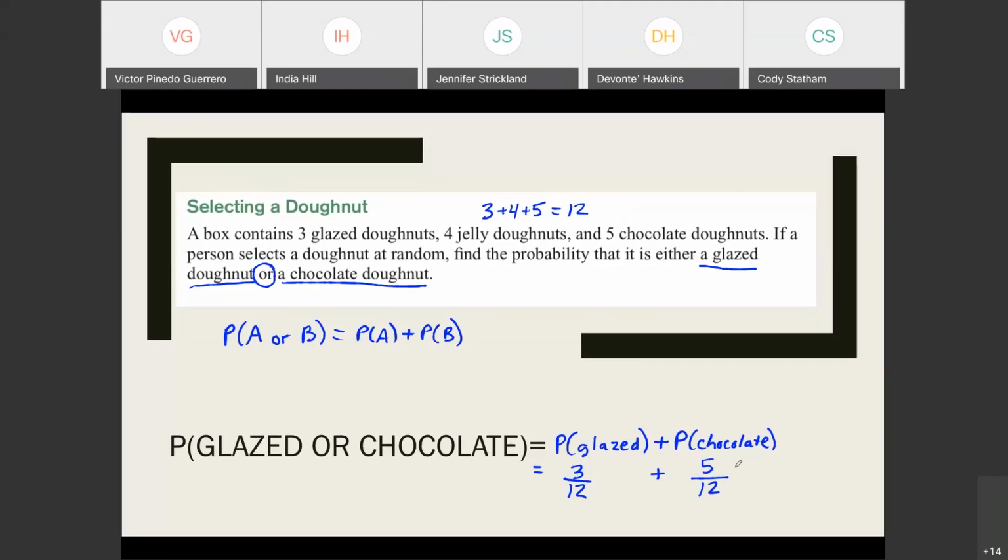Now remember, when you are adding fractions together, as long as they have the same denominator, the bottom parts are the same, you just add the top parts. So 3 plus 5 is 8 over 12. Okay, and I want to reduce that. 8 and 12, I could divide both of them by 4, or you can reduce it on your calculator, either way. All right, so 8 divided by 4 is 2, and 12 divided by 4 is 3. All right, anybody have a question on that one?